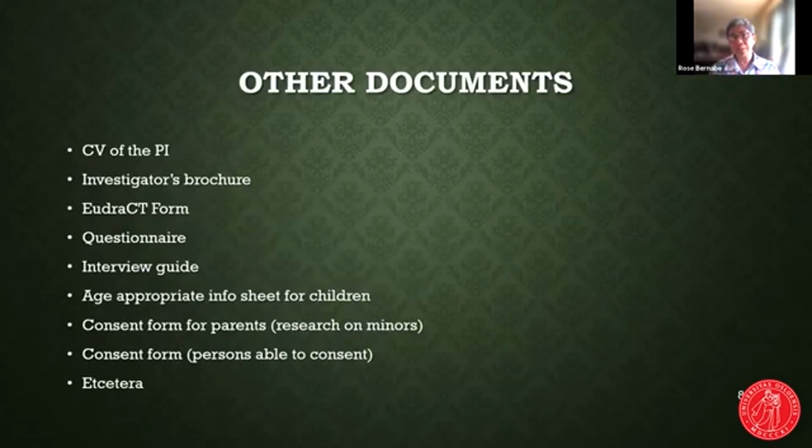And other documents that might be required to be attached would be the CV of the principal investigator, investigator's brochure, EudraCT form if you are submitting it to Europe, or the clinicaltrials.gov counterpart, questionnaires if there are any, interview guides if there are any, age-appropriate info sheet for children if the study involves children, consent form for parents, again when the research is on minors, and consent form for persons able to consent, and other documents that the research ethics committee might find necessary.